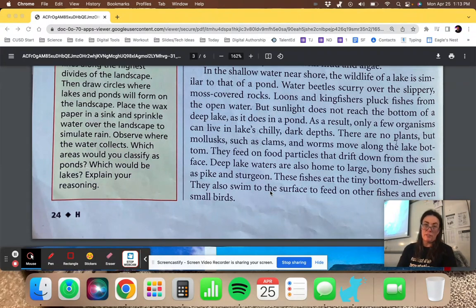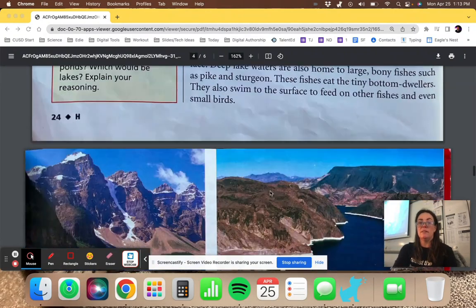You know, a lot of people like to go fishing in lakes. These fishes eat the tiny bottom dwellers. They also swim to the surface to feed on other fishes and even small birds.